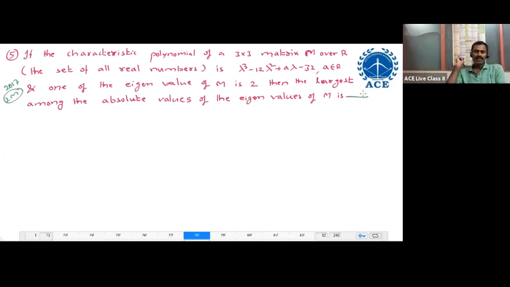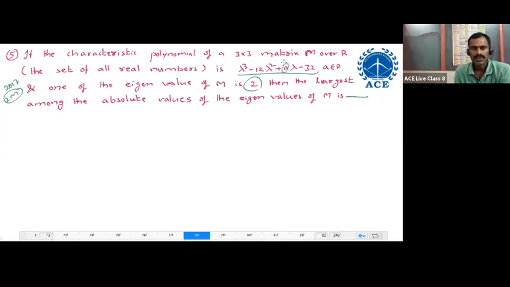For some 3 by 3 matrix capital M, we are given the characteristic polynomial. And if we equate this to 0, we get the characteristic equation. And also one of the eigenvalues is given. For a 3 by 3 matrix, 3 eigenvalues exist. Out of 3 eigenvalues, already one is given. This is the characteristic polynomial, and one of the coefficients A is unknown.